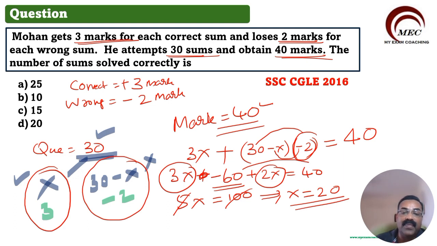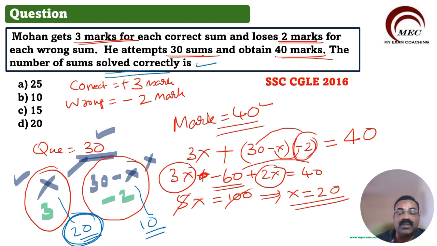Now if x is 20, then 30 minus x will be equal to what? 30 minus 20 will be equal to 10. That means Mohan got 20 correct answers and 10 wrong answers. How many questions he solved correctly? 20 questions. So what is the correct answer? 20 is the correct answer. So from the given options, we can mark the correct option as option D. D is 20. I hope it is clear to all of you.